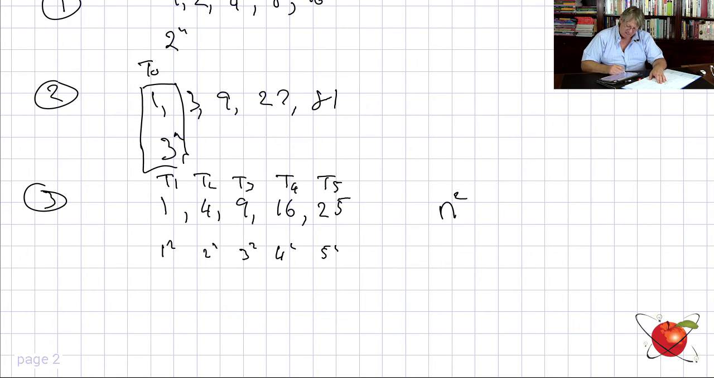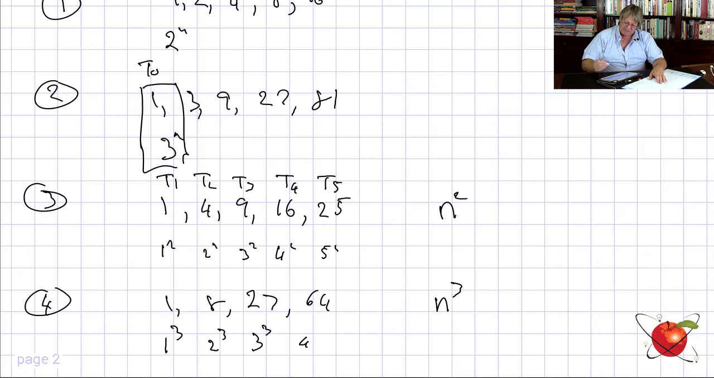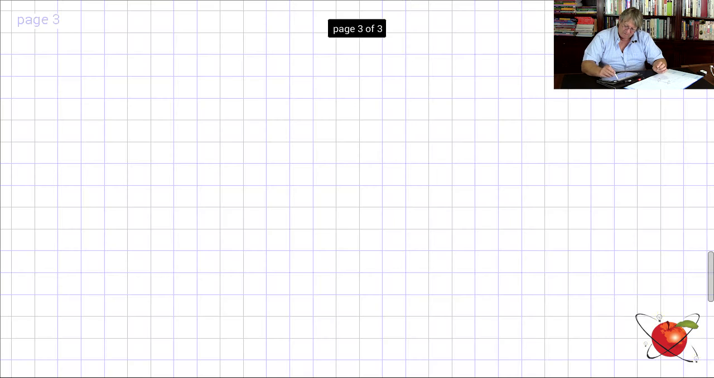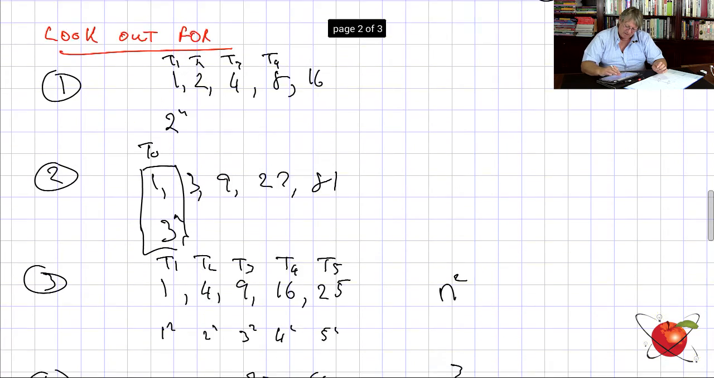The next one to look out for is 1, 8, 27, 64. That's n cubed: 1 cubed, 2 cubed, 3 cubed, 4 cubed. So watch out for those numbers. They come up time and again, and they ask us to work on those. Let's have a look at this one.